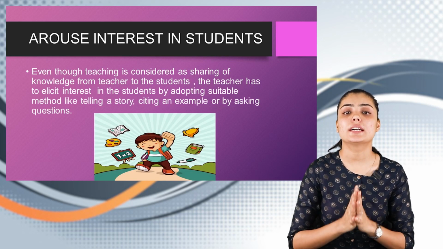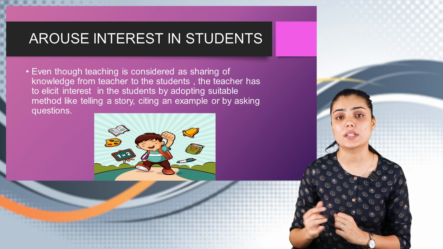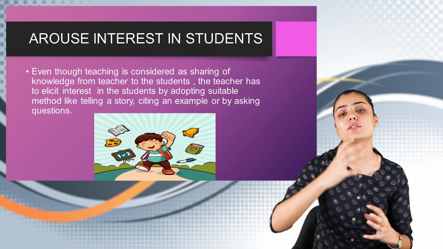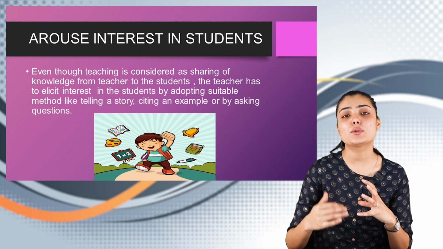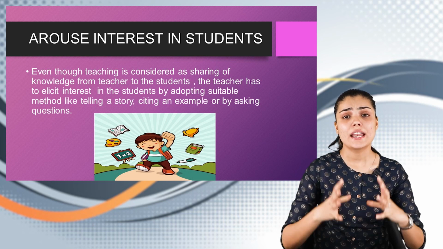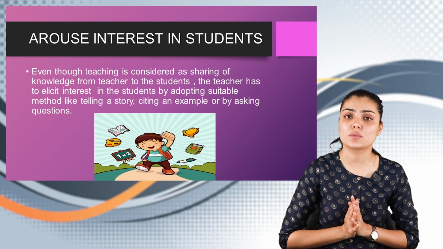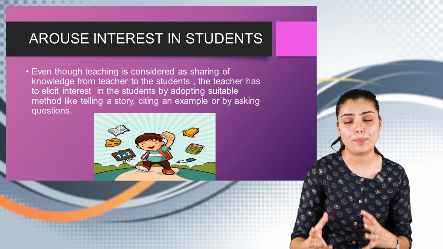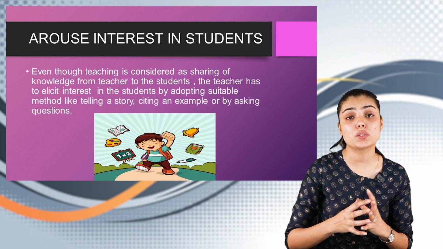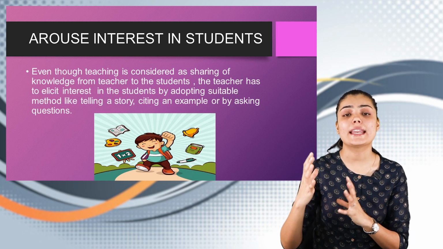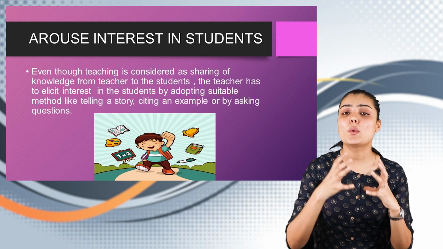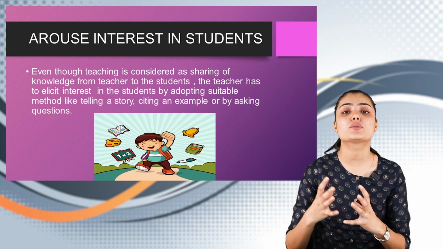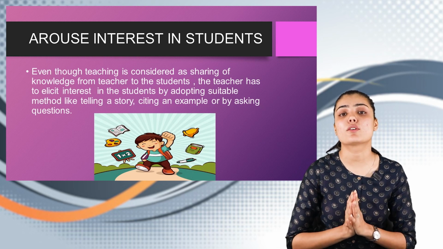Moving on, we have the third principle, that is arouse interest in the students. Even though teaching is considered as imparting knowledge or transfer of knowledge from the teacher to the students, the teacher should be able to elicit interest in the students. Now, how can a teacher elicit interest among the students? The teacher can help arouse interest in the student by telling a story, an inspirational story, or asking questions to the student, right? Or by citing an example. All right. So it is the teacher who has to make sure that the students are interested in the particular topic. If the students are not interested, the process of teaching is of no use, right?